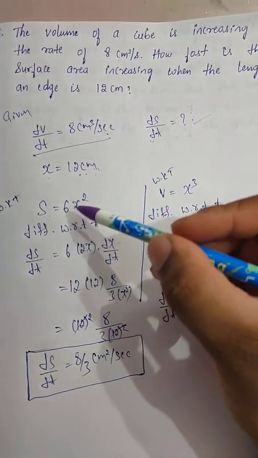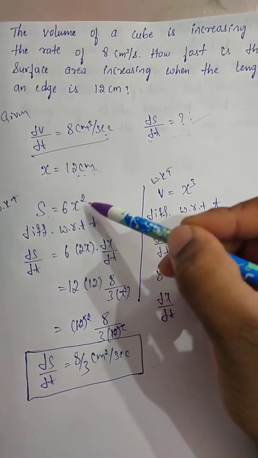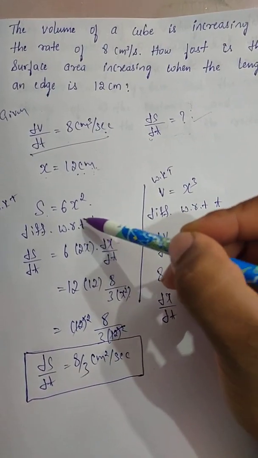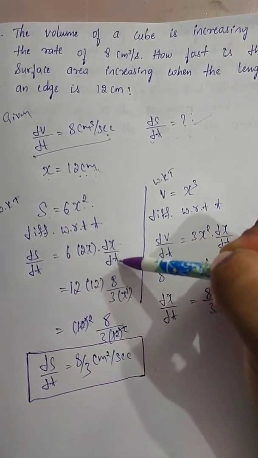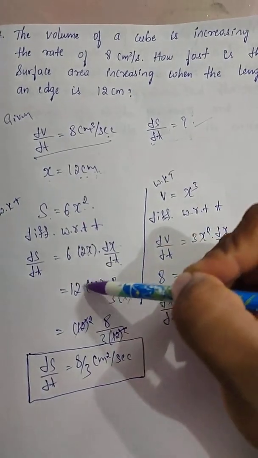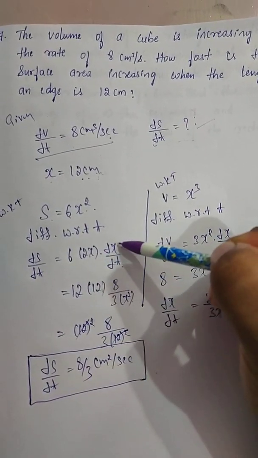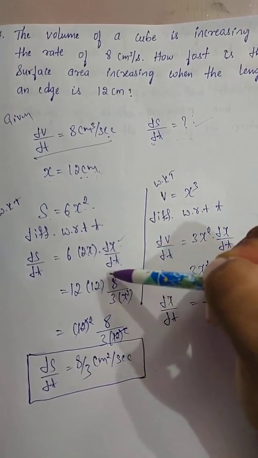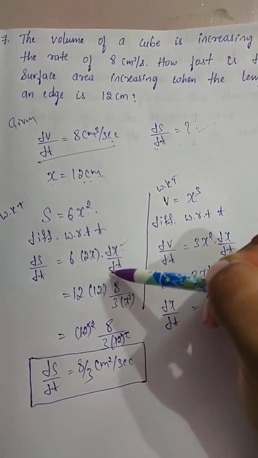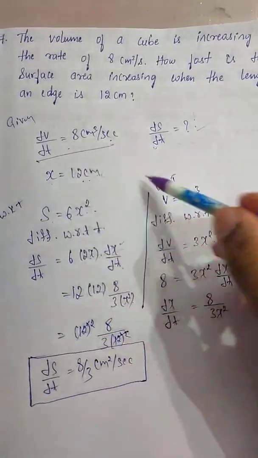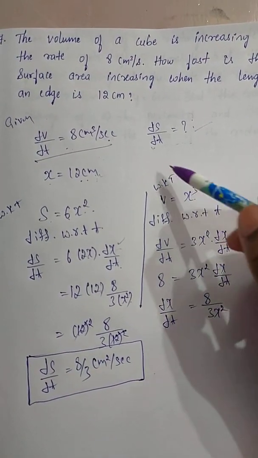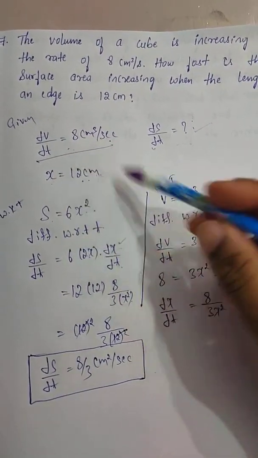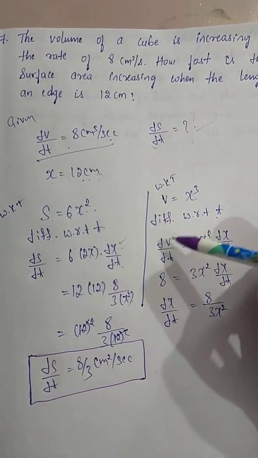So I am writing the surface area as 6x square. Differentiate with respect to t. Here 6 is a constant. The differentiation of x square is 2x into dx by dt. Here 6 into 12, x is 12. What about the dx by dt? We don't know the dx by dt. To extract the dx by dt, they gave the volume. So we know that the volume of a cube is x cube. Since it is changing with respect to time, differentiate with respect to t.